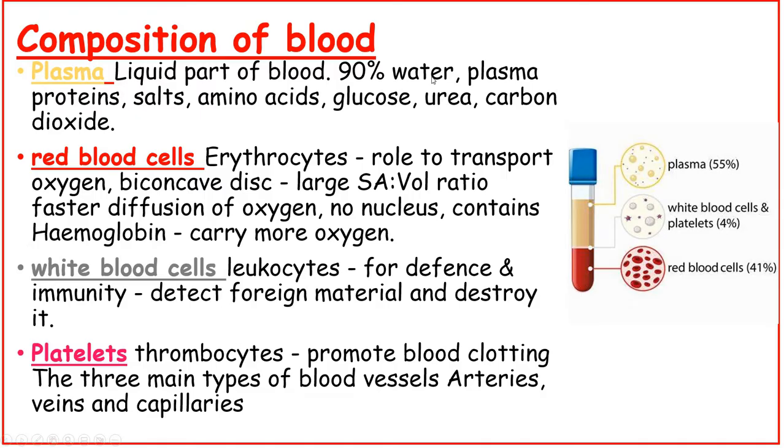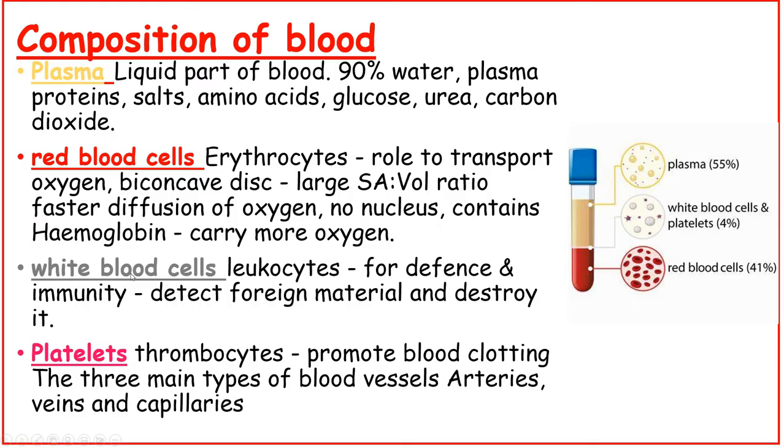acids, glucose, urea, and carbon dioxide. Red blood cells, also known as erythrocytes, their role is to transport oxygen, and they have a biconcave disc shape to create a large surface area to volume ratio, which means there is faster diffusion of oxygen. There is also no nucleus, which increases that surface area available to carry oxygen, and it contains hemoglobin, so it can carry more oxygen.